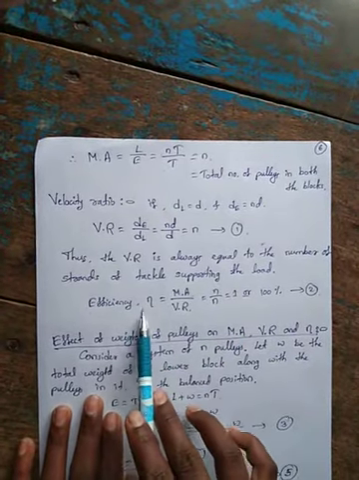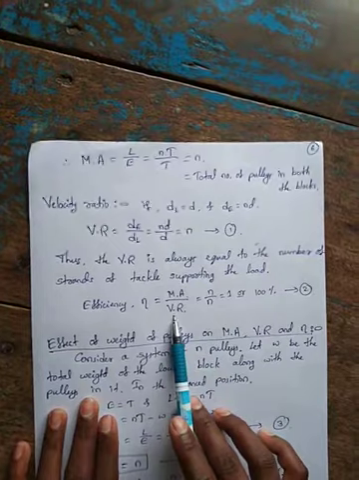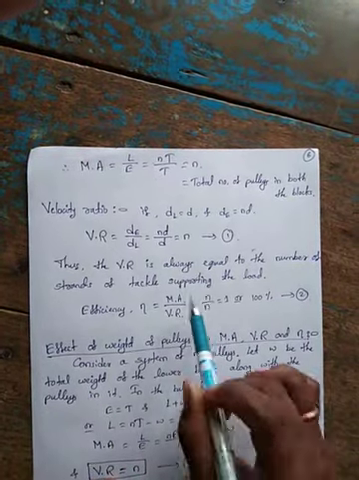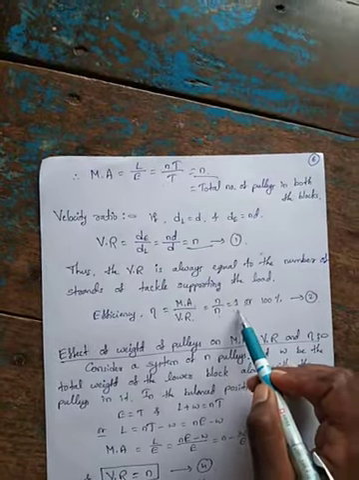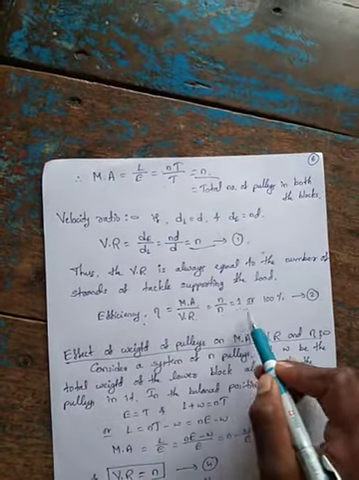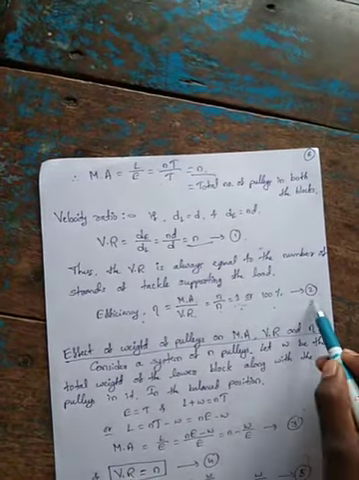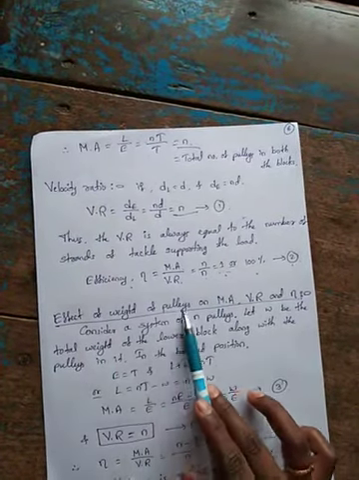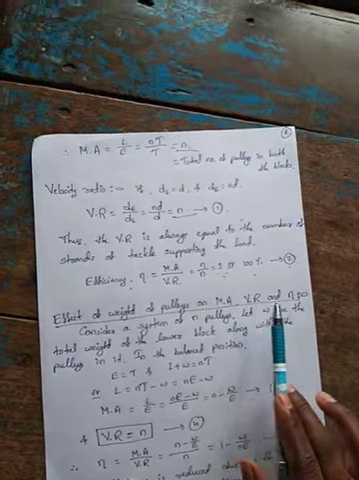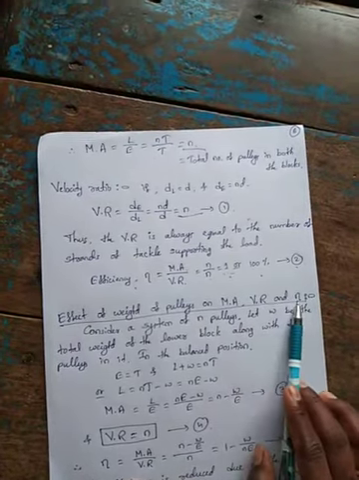Therefore, efficiency is equal to mechanical advantage by velocity ratio. See, mechanical advantage is n, velocity ratio is n, n by n is equal to 1, so the efficiency is 1, that is 100%. Question number 2. Effect of weight of pulleys on mechanical advantage, velocity ratio and efficiency.